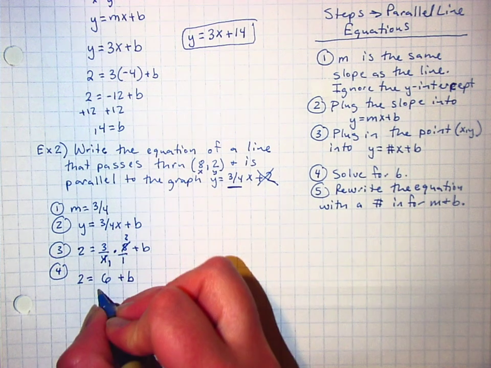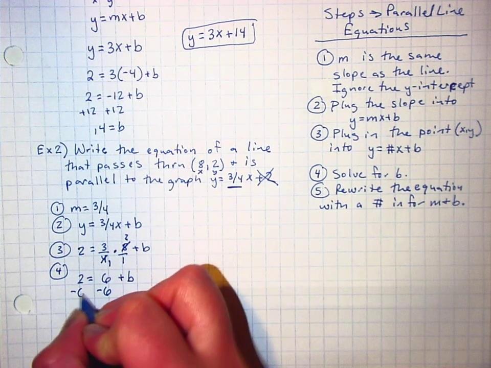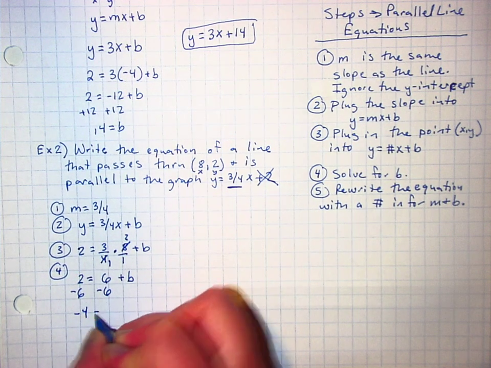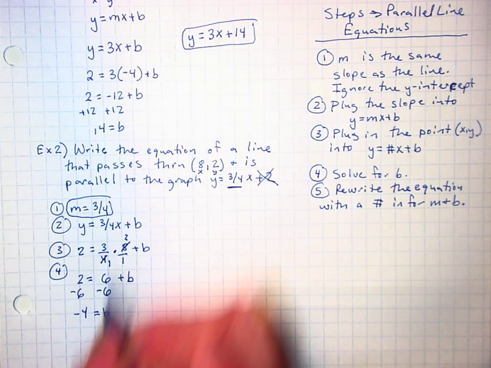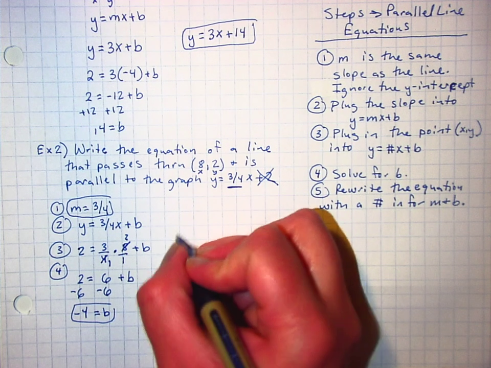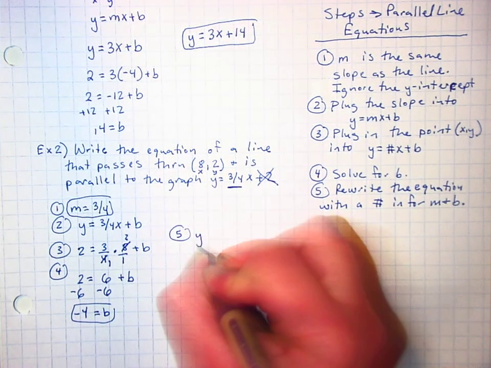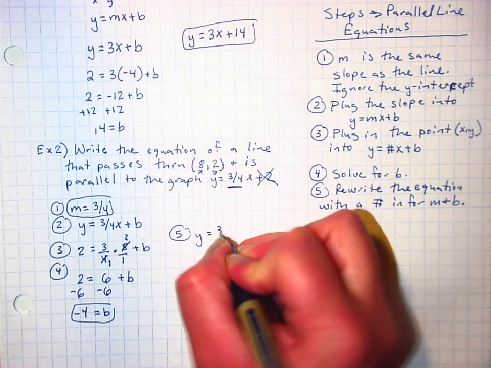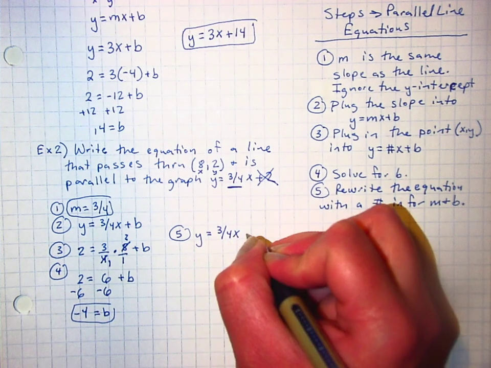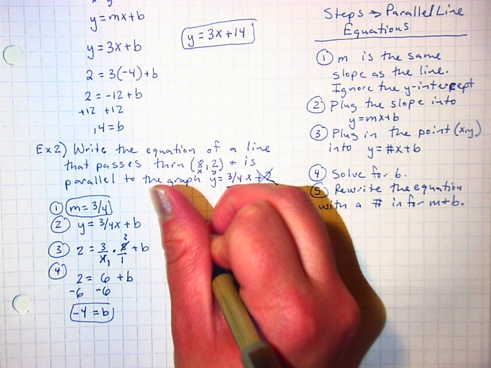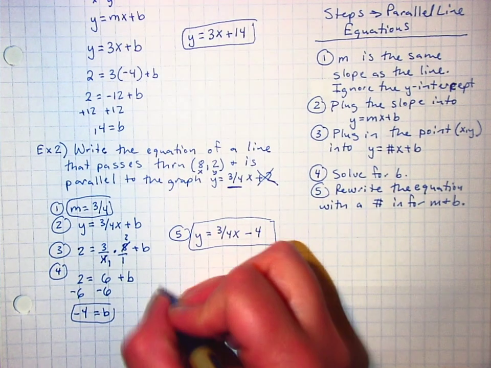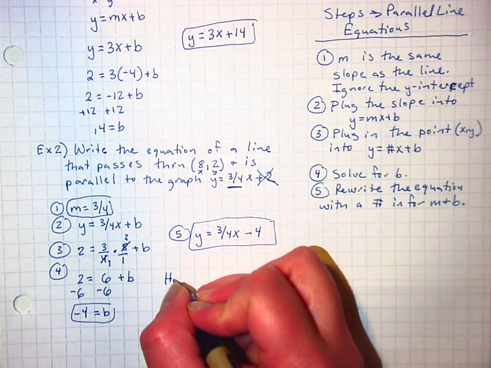Okay, now to get b by itself, I'm going to subtract 6 from both sides. I get -4 equals b. So now I've got a slope and a y-intercept. So for step 5, I'm going to rewrite it. y equals, my slope is 3/4 x, and my y-intercept is -4. So you can just write -4, or you could write plus a -4. They're both right.